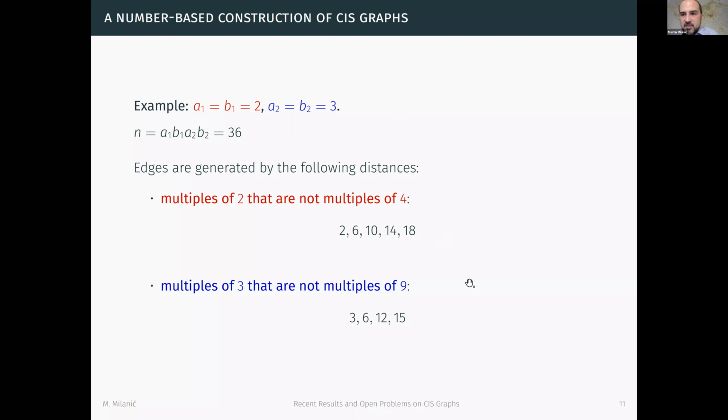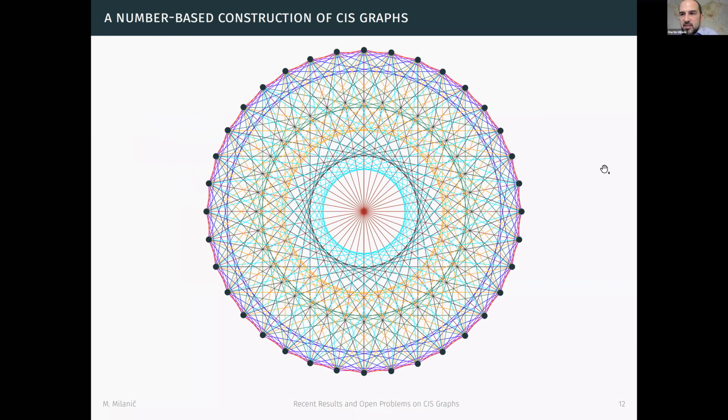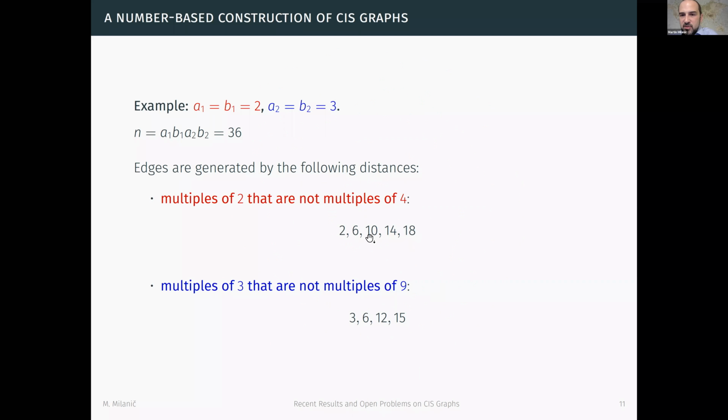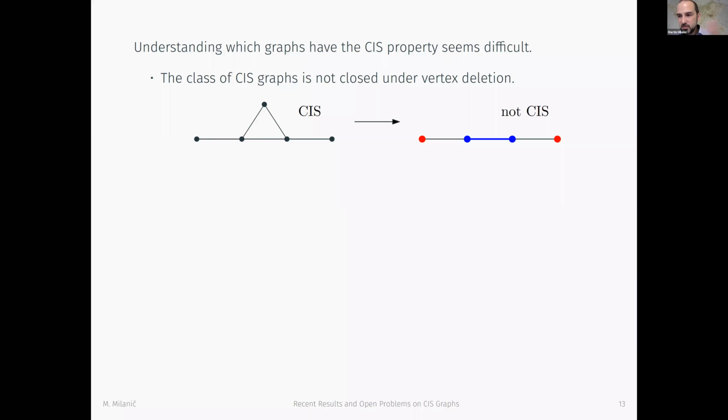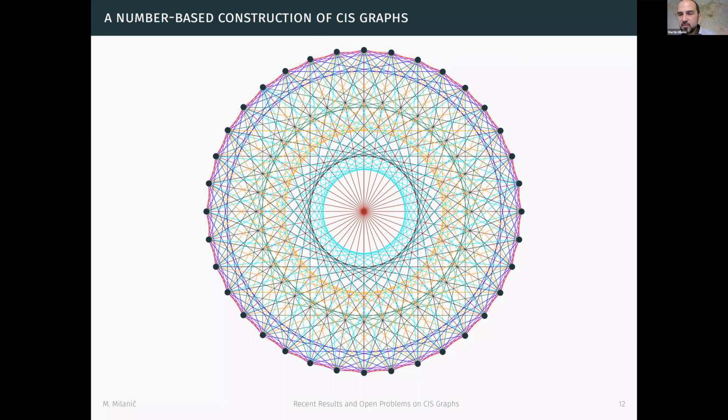So this is a 36-vertex graph. You notice, for example, that if you take the top vertex and the bottom vertex in this picture, they are at distance 18 on the circle, so they are adjacent. But if you take the top vertex and the vertex next to the bottom one, they are at distance 17 on the circle, and they are not adjacent because 17 is not in the union of these two sets. This graph is a CIS graph, and we can get arbitrarily large CIS graphs with that construction. These are quite nice examples because they are symmetric, but we can get quite large and complicated CIS graphs.